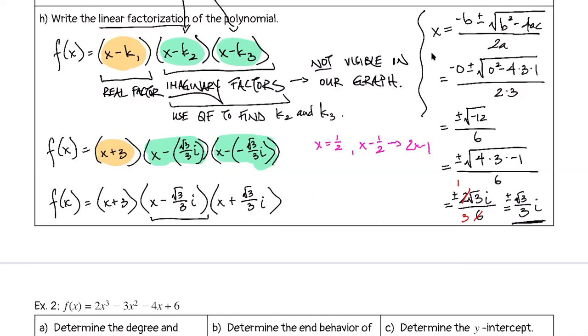So if I multiply by 3, then this one becomes 3x minus root 3i. And now my leading coefficient will be 3, which matches my original, okay? So this factor times this factor times this factor would be the linear factorization of the polynomial that I started with.